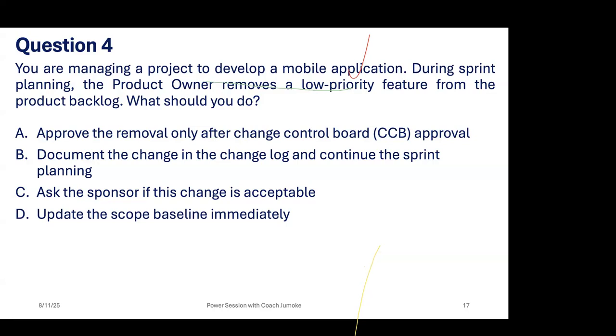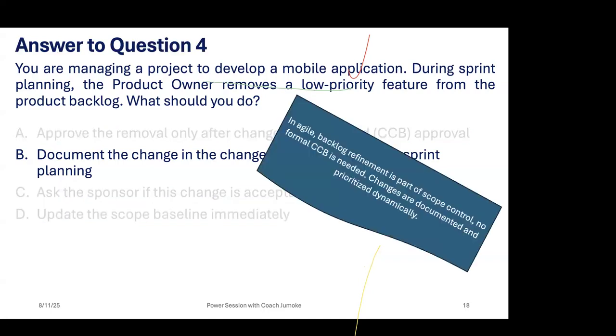Then D, update the scope baseline immediately. You know that scope baseline has to do with predictive, and the project is not predictive. So from what I've read, I can knock A out completely, knock D out outrightly, then I'll be left with B and C. In fact, that's one of the best ways to answer the questions. You have your 4 options, see the ones that are outrightly wrong and knock them out. And then you are left with 2, and then you can look carefully and pick what the answer would be.